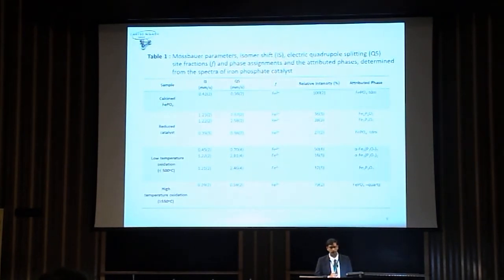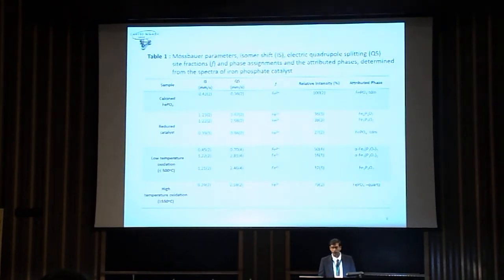And after the low temperature oxidation, below 500 degrees, we formed alpha iron phosphate, and still 32% of iron pyrophosphate is left. That means the reduction is not happening in one single step, as we observed in the in situ hydrogen experiment, in a fraction of seconds. It is happening in two different steps. And the high temperature oxidation showed 79% of the quartz phase, and the rest is the alpha phase. So the oxidation is also happening in two different steps, and the reduction is also happening in two different steps.